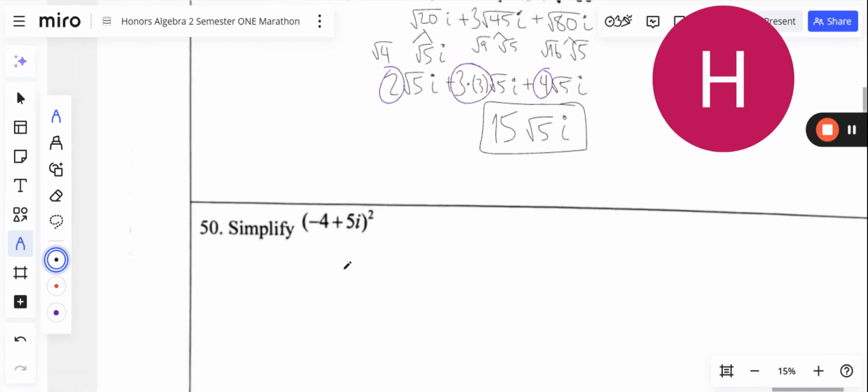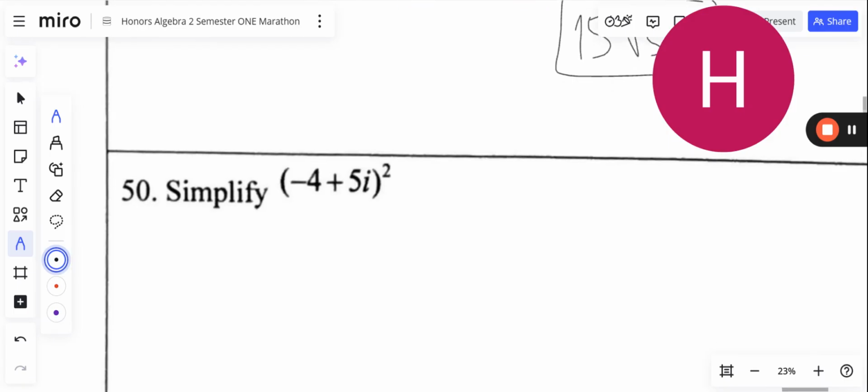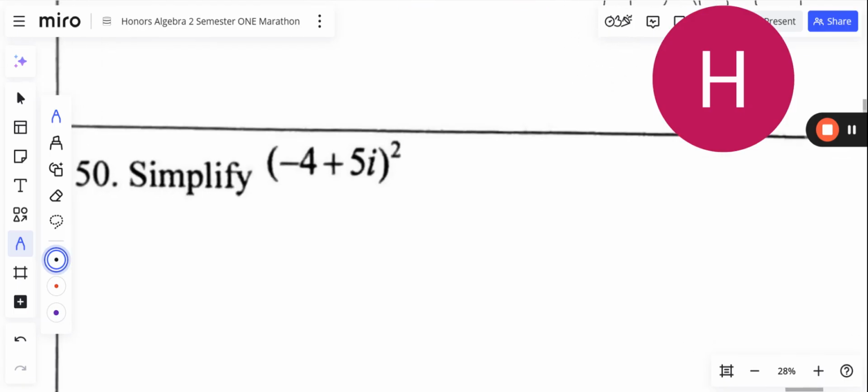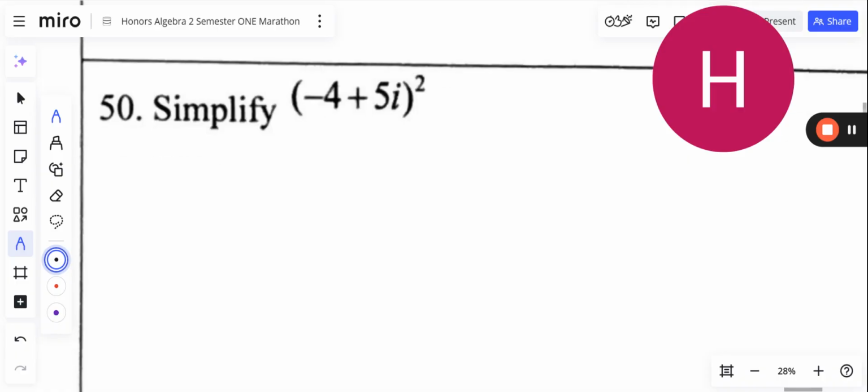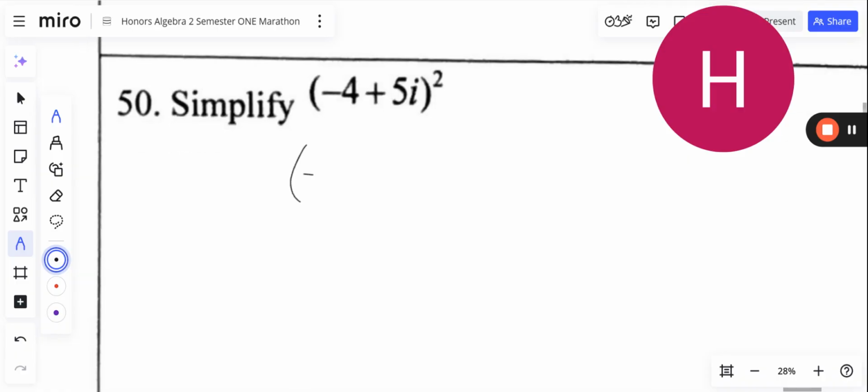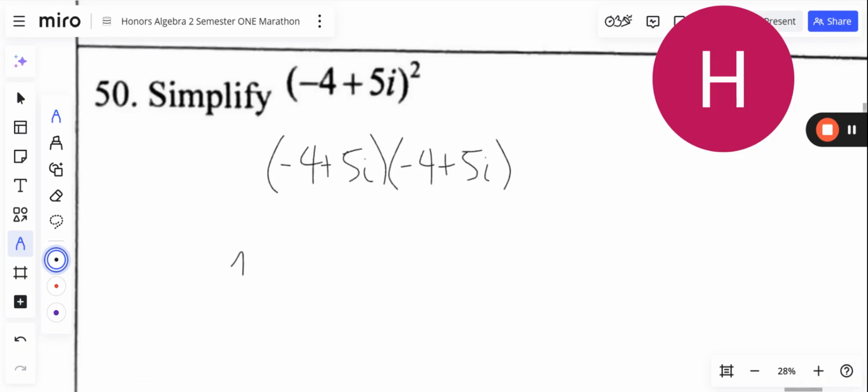Okay, let's take a look at number 50. This will make almost a halfway mark. Negative 4 plus 5i squared. Well, that's simply going to be negative 4 plus 5i times negative 4 plus 5i. Sometimes it helps students to write this out like this. If it helps you, go ahead and do it. If you don't need it, don't do it. It's a waste of time if you don't need it, but if you do need it, it's very much not a waste of time. So don't feel bad either way.